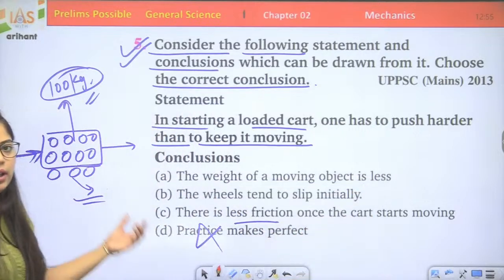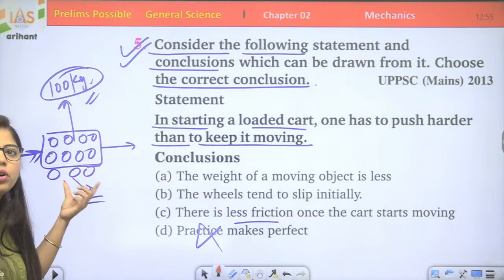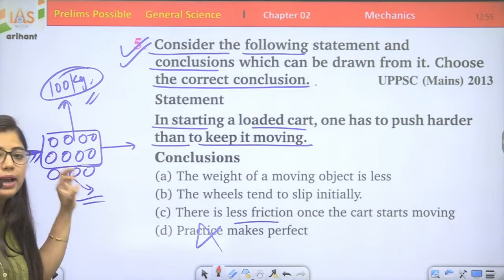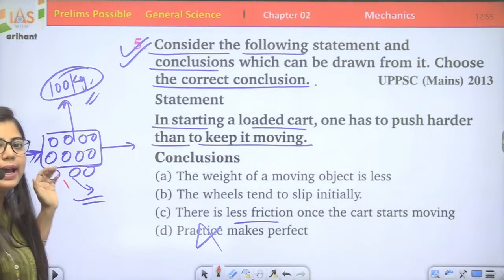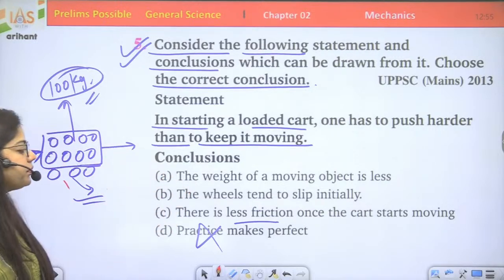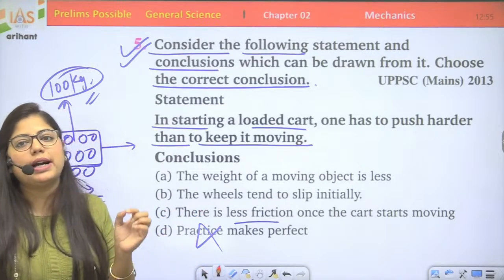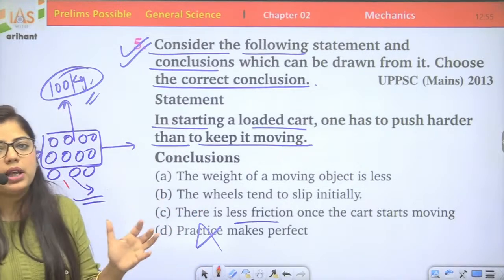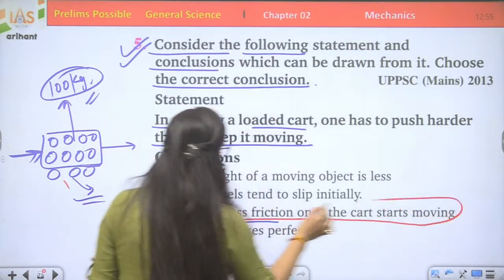See, this is the loaded cart, full of stuff and having so much weight in it. So someone has to push hard to start this cart, right? Why? Because there is less friction, and once it starts moving, it comes into motion. Option C will be the right answer. Clear?